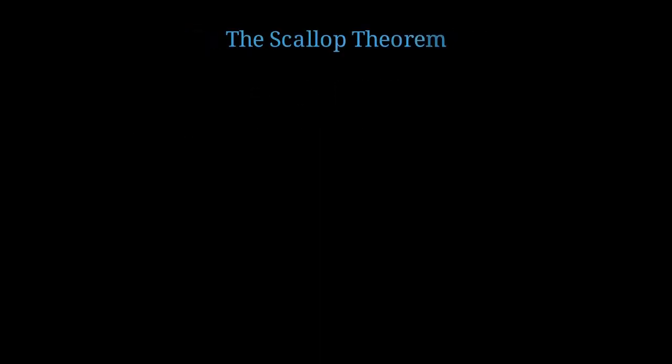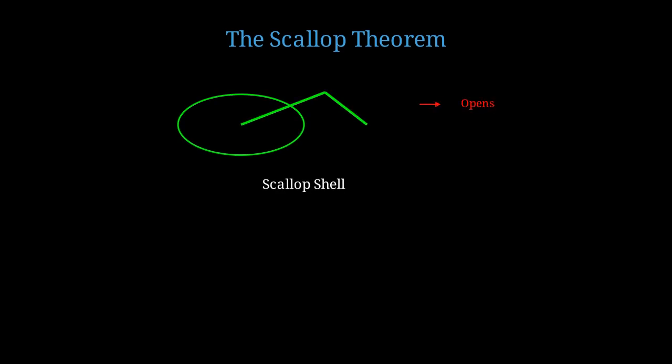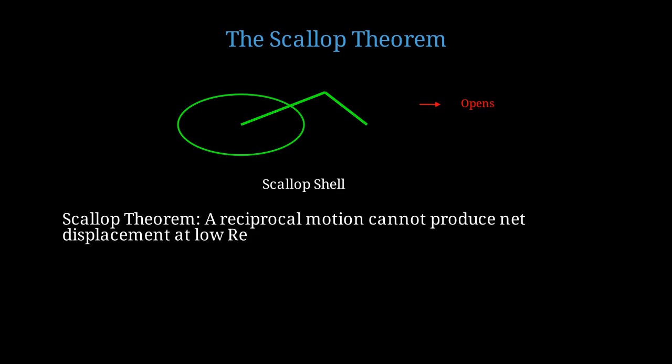Now let's discuss the famous Scallop theorem, proposed by physicist Edward Purcell in 1977. Imagine a scallop trying to swim by opening and closing its shell. In our everyday world, this works because of inertia. The Scallop theorem states that a reciprocal motion, meaning a motion that looks the same forward and backward in time, cannot produce net displacement at low Reynolds number.